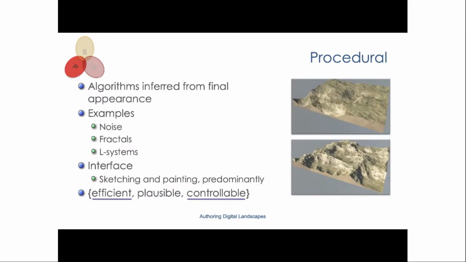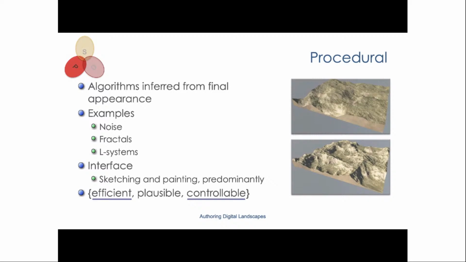Procedural methods rely on examining the artifact that you're trying to produce and inferring some kind of simple algorithm for actually creating that overall effect. Examples of this, traditionally, are things like noise and fractals for creating self-similar landscapes, or L-systems for creating trees. Quite often the interfaces for these are sketching and painting approaches. If we were to consider these according to those three criteria for a successful authoring system, we'd be able to say that they're quite efficient because the algorithms are relatively simple. Results tend not to be that plausible because we select a few key visual effects and are not able to achieve some of the more subtle ones.